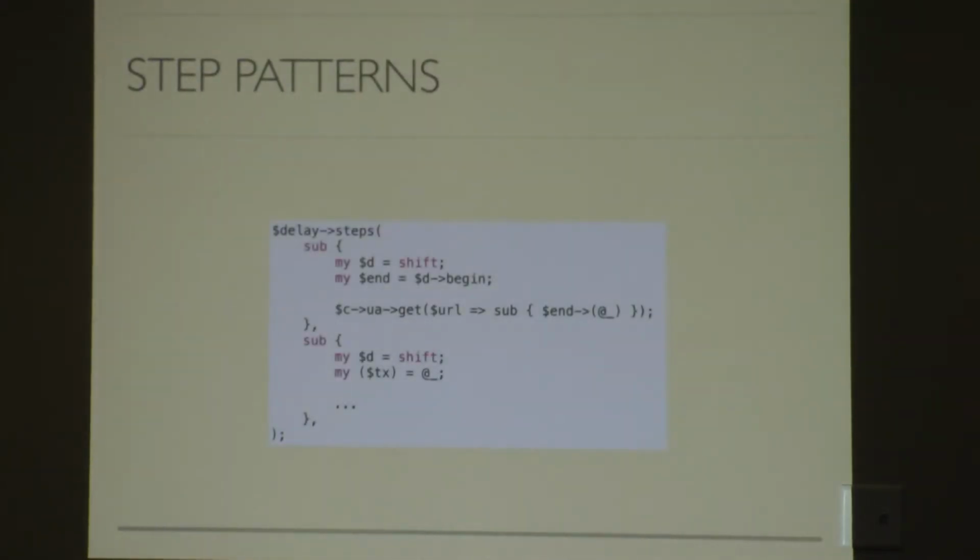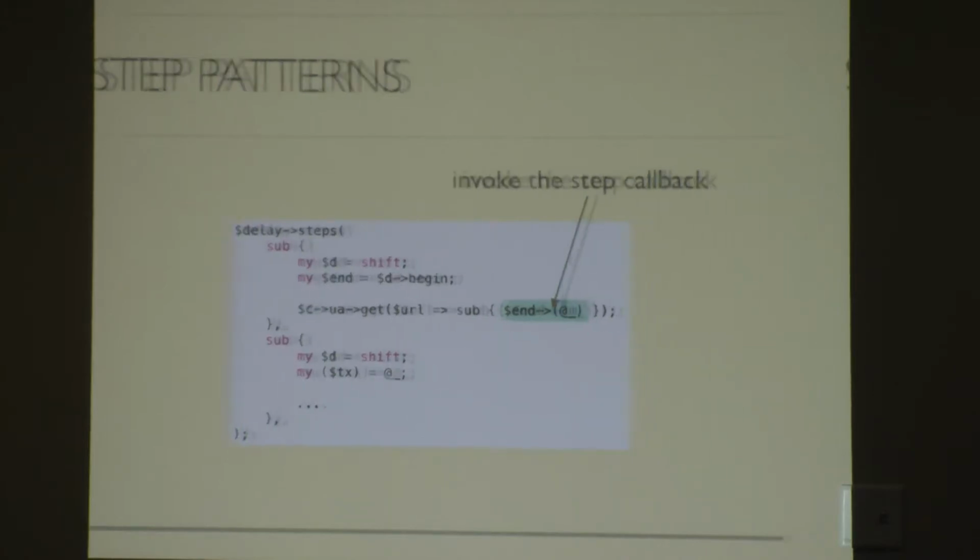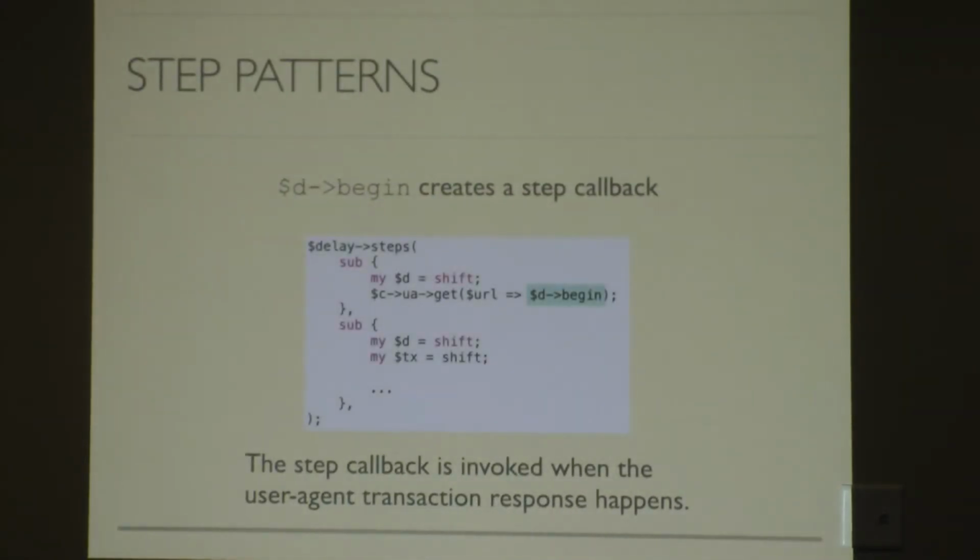Here it is right here. This one and the one before it are exactly the same. There's a little implicit 1 there. So we're shifting off that first argument. We're invoking the step callback, and then we move along.